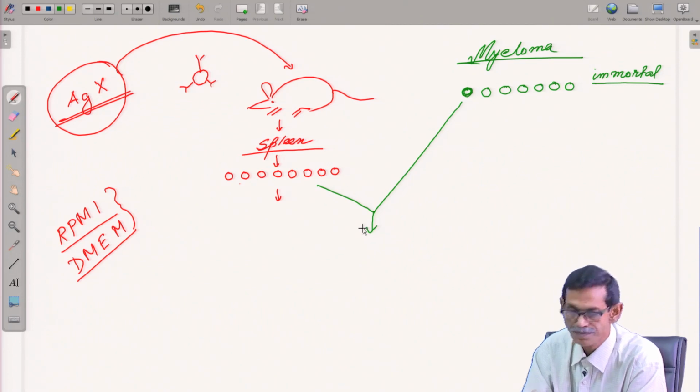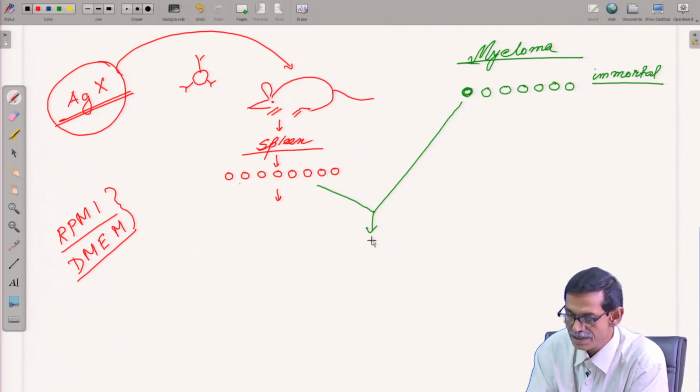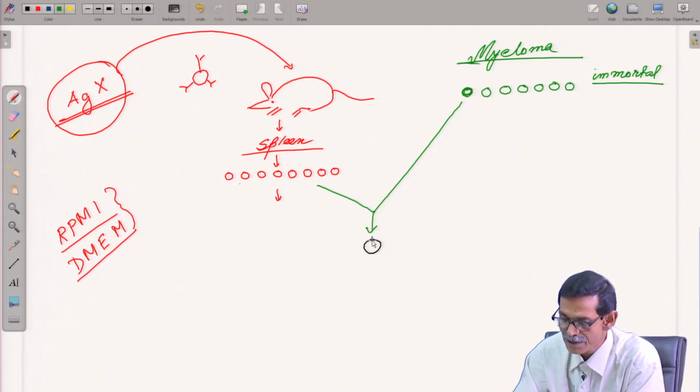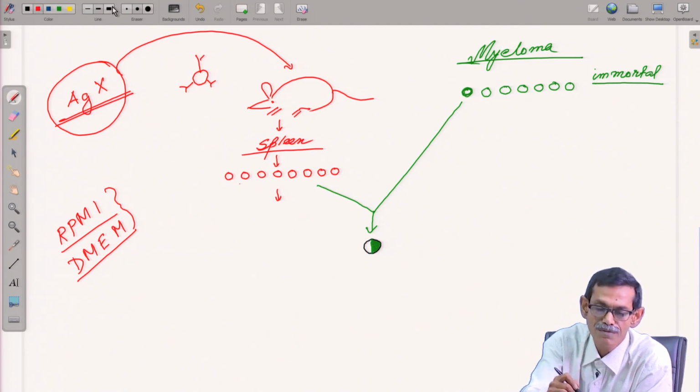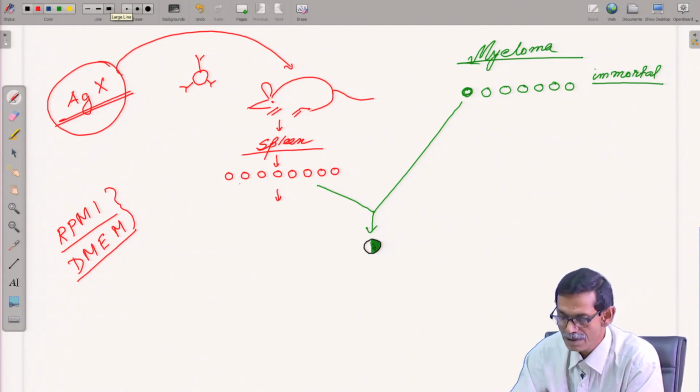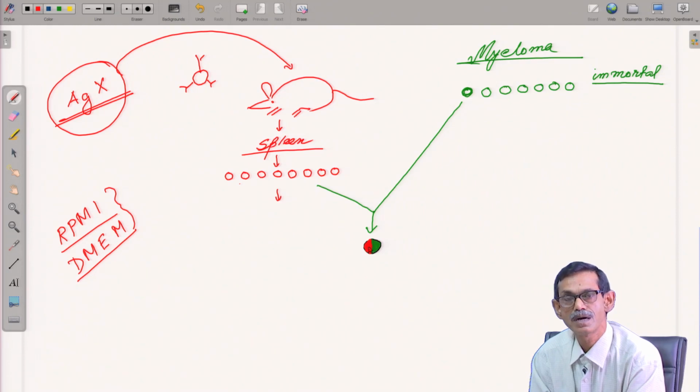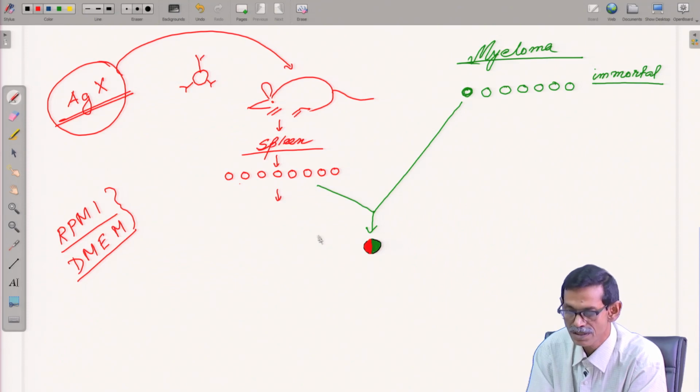We will get a cell which will have half the property of myeloma, that means they will be immortal, and half the property of this B cell, that means they will produce antibody. So, how to do that? They figure out what to do.